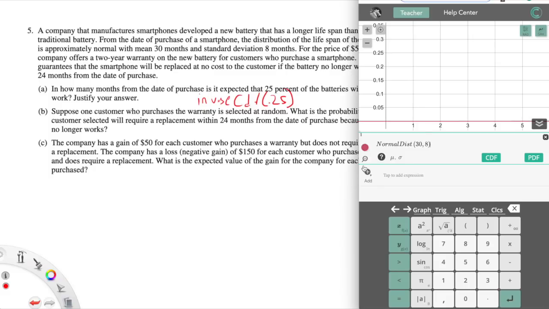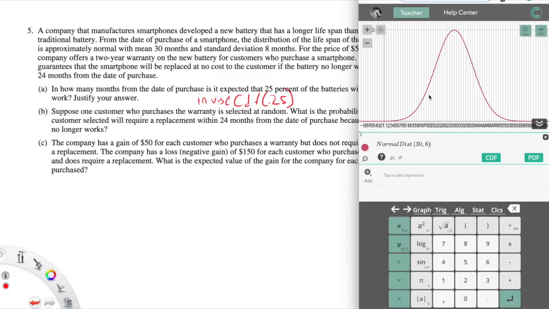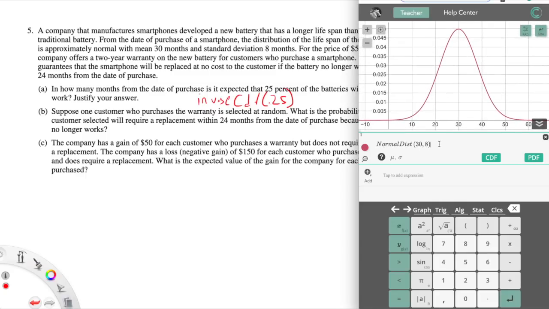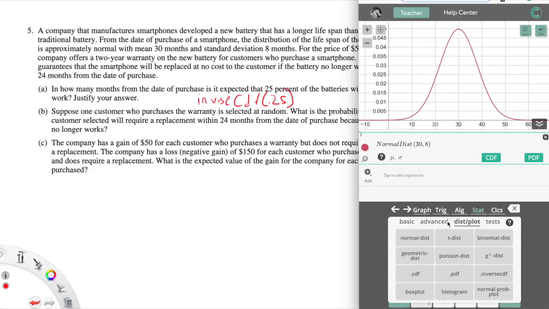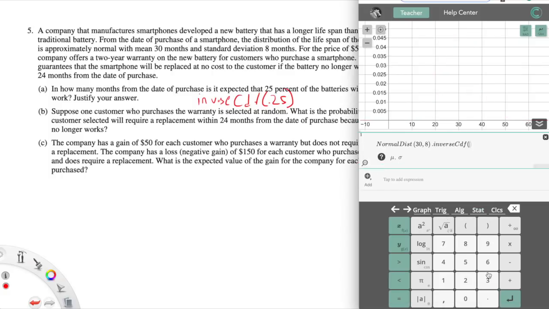And it actually gives us the normal distribution right here, which is nice and easy, and you can look at it. And then we'll do the inverse CDF. To get the inverse CDF, you attach it to the end. So we'll grab the inverse CDF right here, and we'll put 0.25, and that will give us 24.60, right? And so that's the value we're looking for here.